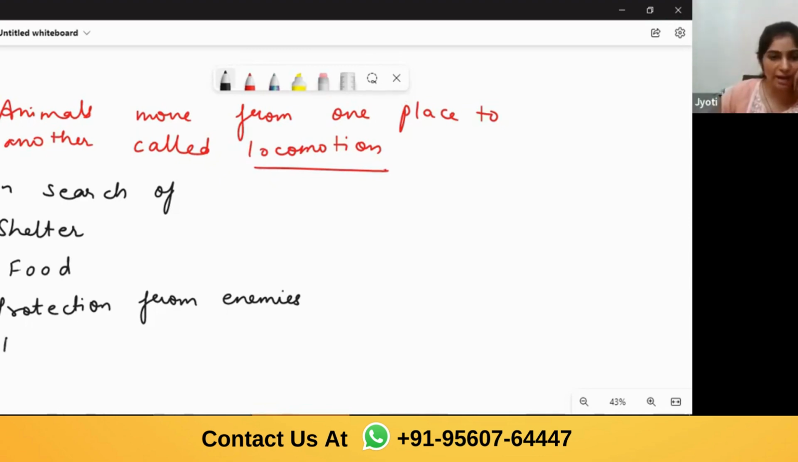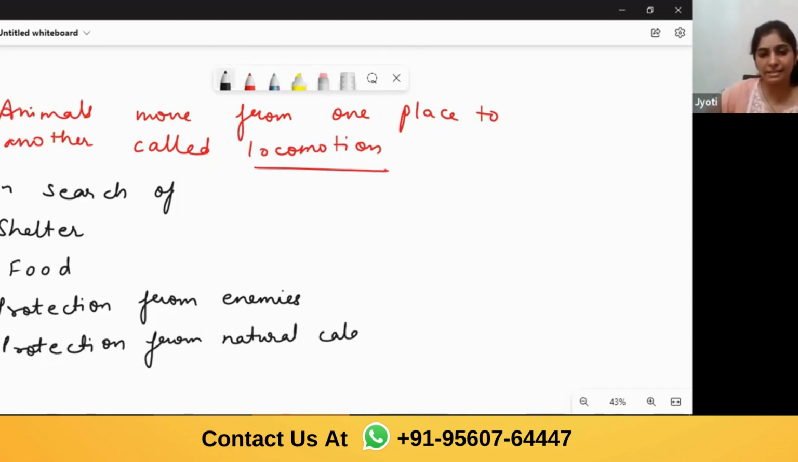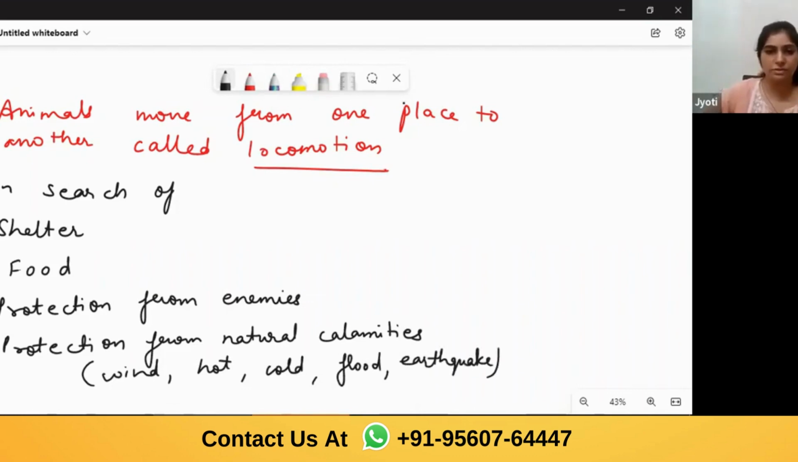Protection from enemies and also protection from natural calamities. Natural calamities can be wind, hot weather, cold weather, or flood, earthquake. These are all the natural calamities, not just hot and cold, but flood and more.